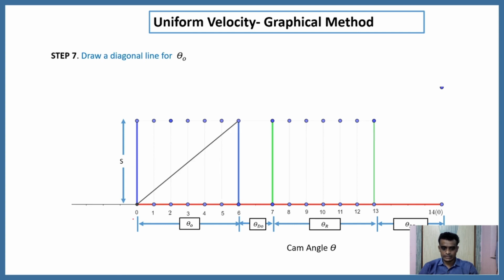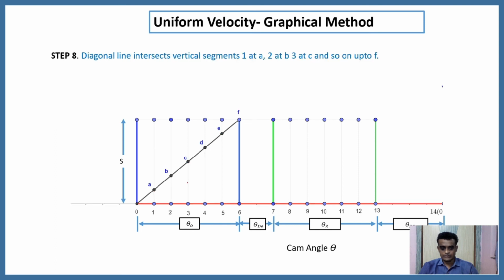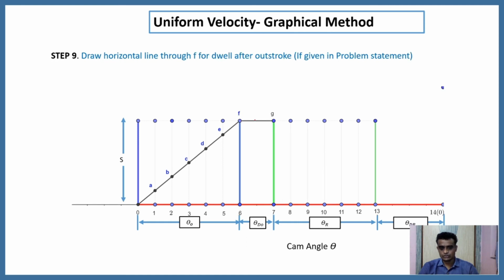Next, you have to draw one diagonal line for this theta O. This diagonal line intersects these equal parts at this point, this point, this point. You have to mark these points and give them names, that means notation, starting from A, B, C, D, E, F, just like this. Again, you have to draw the horizontal line over here.